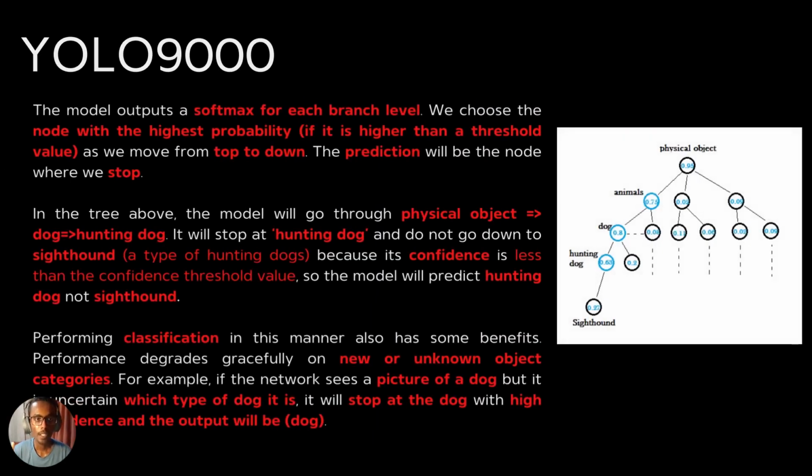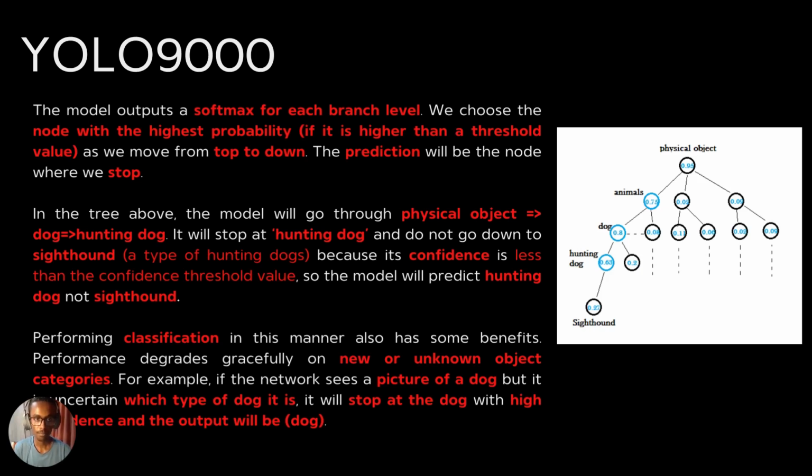So how do we traverse? The model outputs a softmax for each branch level. We choose the node with the highest probability. If it is higher than the threshold value, then we move from top to down. The prediction will be the node where we stop.